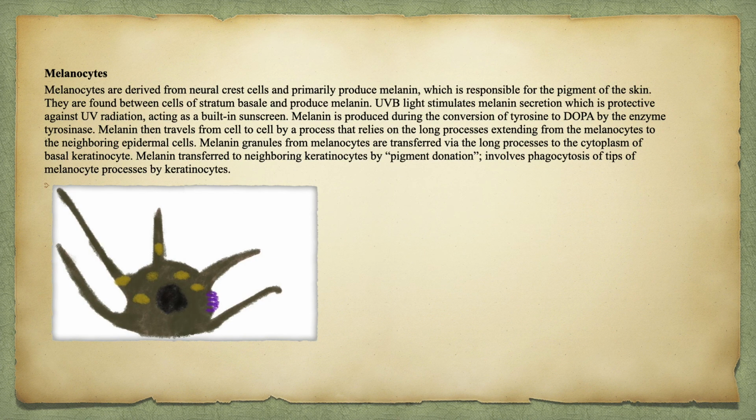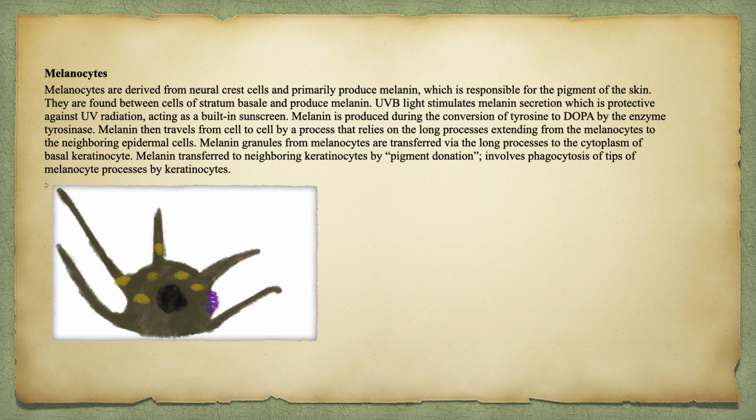Melanocytes. Melanocytes are derived from neural crest cells and primarily produce melanin, which is responsible for the pigment of the skin. They are found between cells of stratum basale and produce melanin. UVB light stimulates melanin secretion, which is protective against UV radiation, acting as a built-in sunscreen. Melanin is produced during the conversion of tyrosine to DOPA by the enzyme tyrosinase.